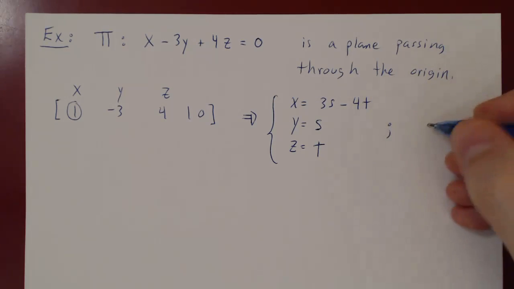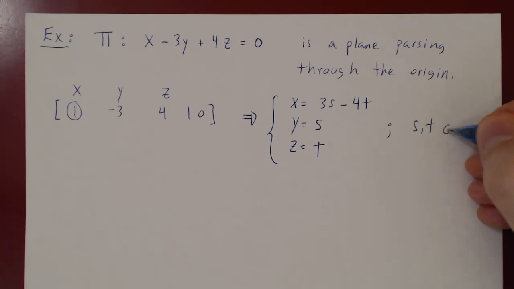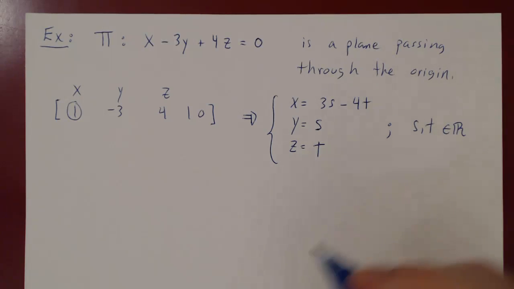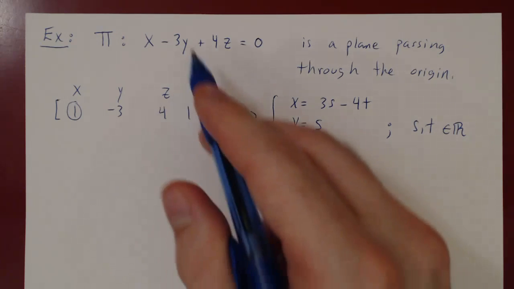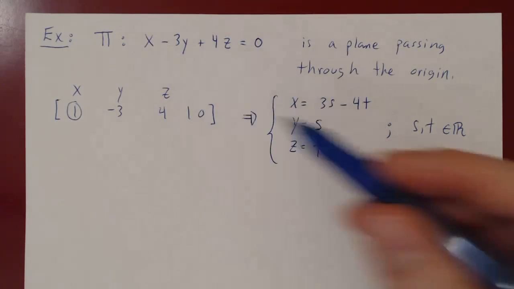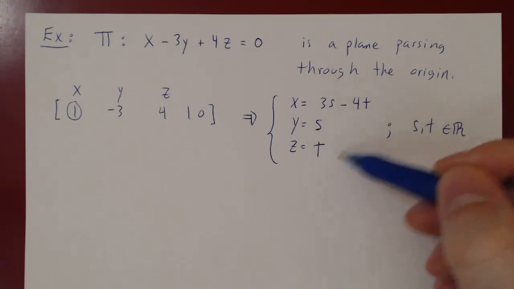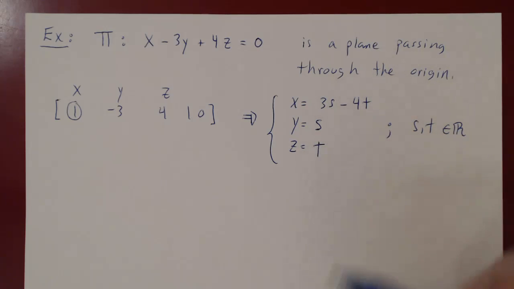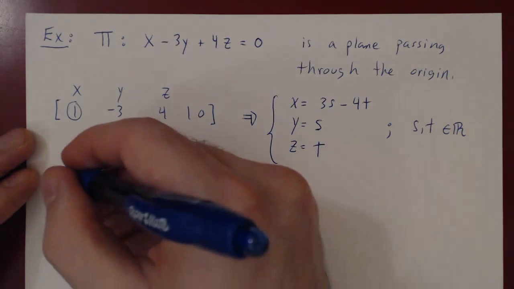And you see your s and t are parameters. They can range over all real numbers. So we have just parameterized this plane. The points x, y, z on the plane have to have the following coordinates for some choice of s and t. Let's see what we can do from this.